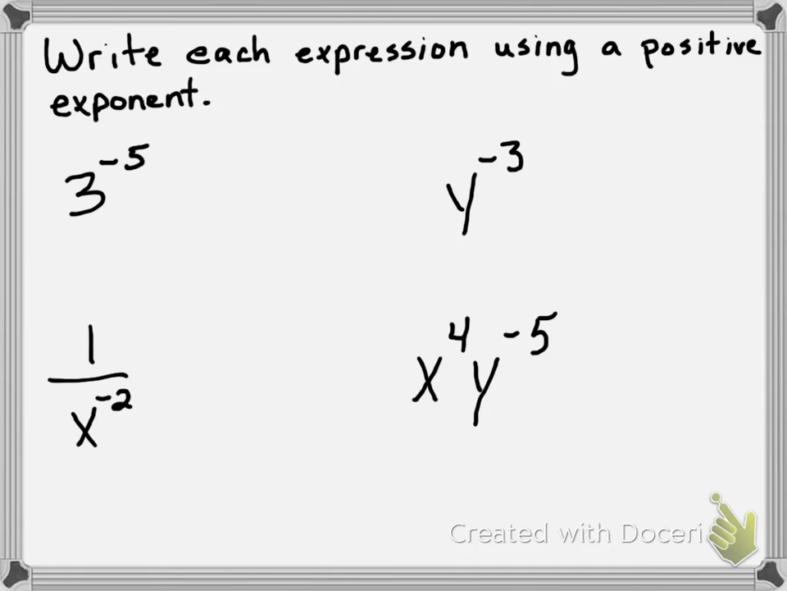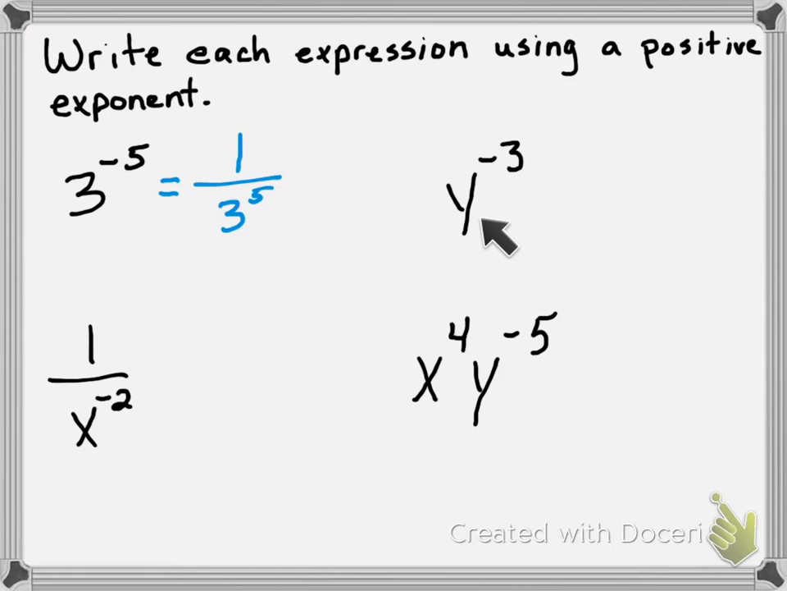Okay, the first one is just 3 to the negative 5th power. So since I want a positive exponent, since that's what the directions say, I need to change this sign. And if I change this sign, it's going to change the position. Right now it's in the numerator. So if I change this sign, it's going to become in the denominator, 1 over 3 to the 5th. And that's the answer.